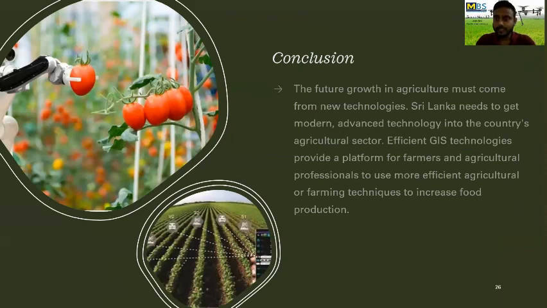In conclusion, we can say that for future growth in agriculture must come new technologies. So Sri Lanka needs to get modern advanced technologies into the agriculture sector. GIS technologies provide a platform for farmers and agricultural professionals to use more efficient agricultural and farming techniques for increased food production, which is actually required in future to match the future food requirement. We need to get these latest technologies into the country.